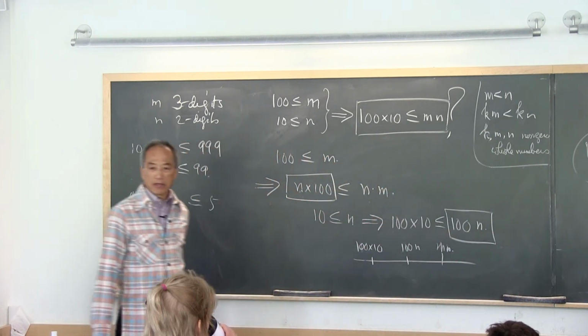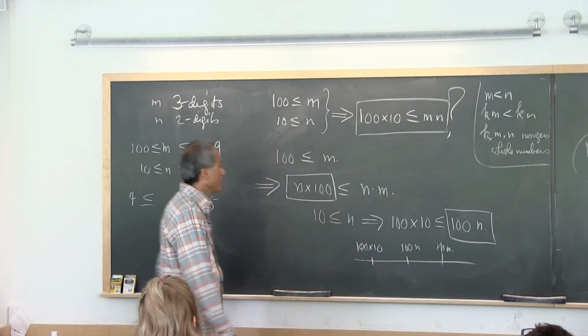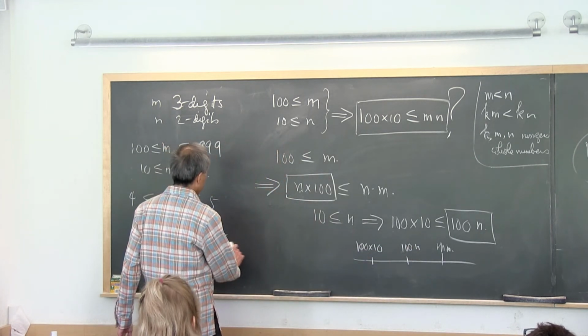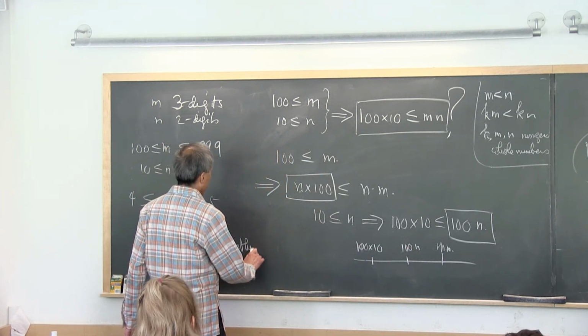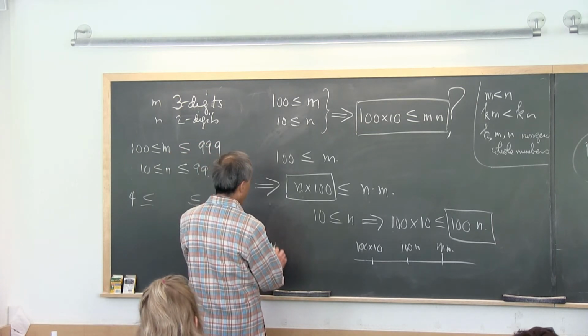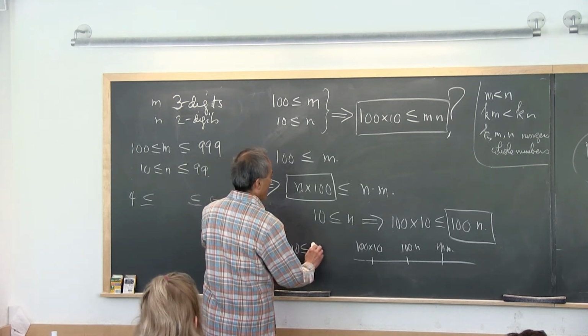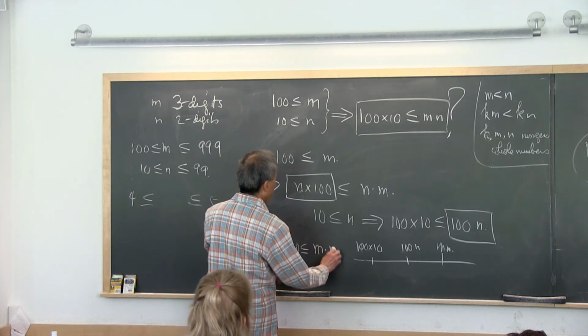So look at the picture. What do you think? It says what? Together, right? So together, we get n times 100 times 10 is less than or equal to n times n.